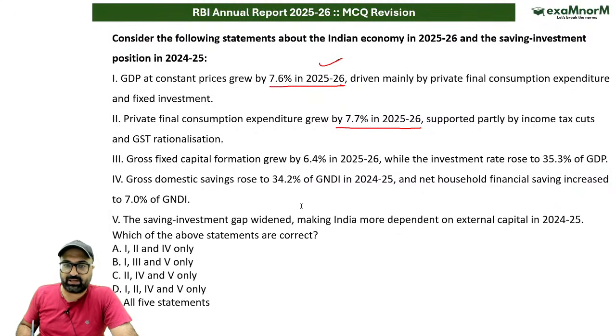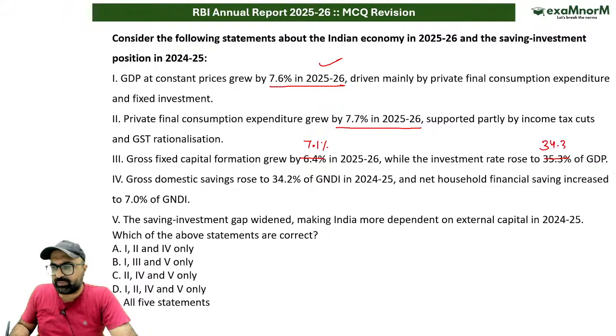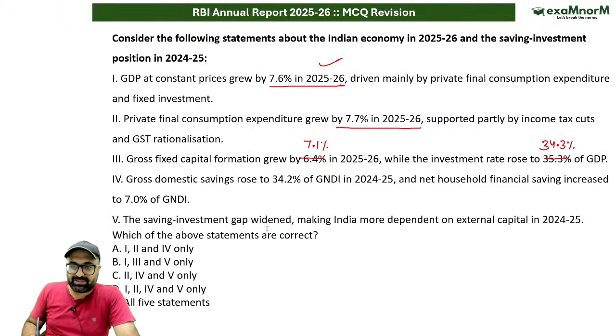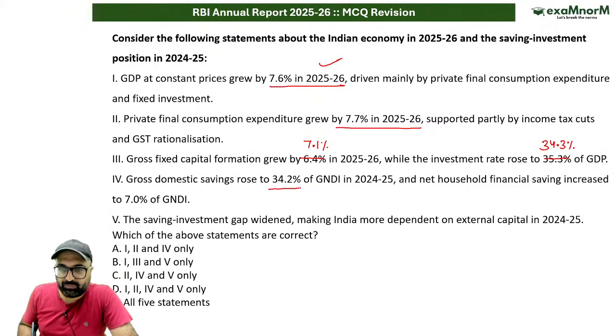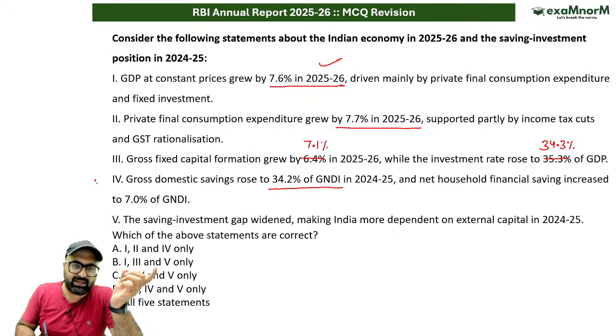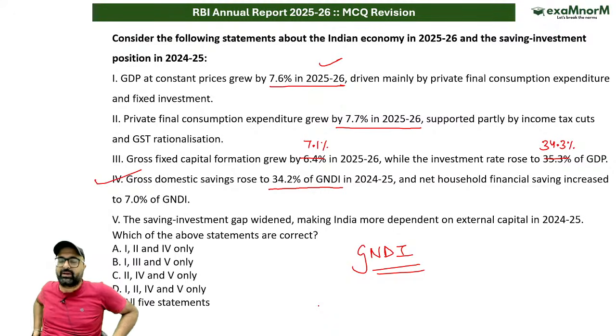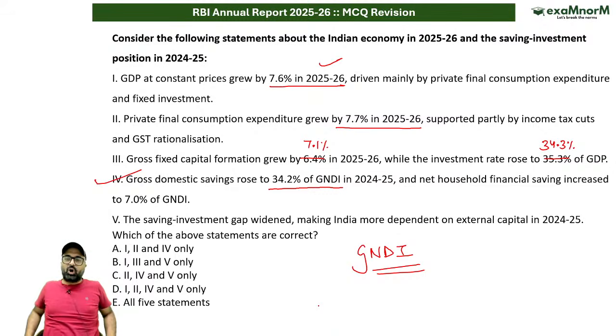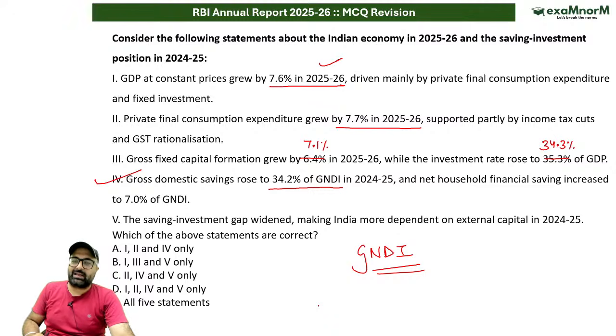This is wrong. क्या गलती है इसमें, देखना ध्यान से। So gross fixed capital formation is 7.1% and investment rate increased to 34.3% of GDP. Next is gross domestic saving increased to 34.2% of GNDI in 2024-25, and net household saving has increased to 7% of GNDI. Is it correct? सर अगर मैं ग्रॉस डोमेस्टिक सेविंग की बात करूं तो ग्रॉस डोमेस्टिक सेविंग is 34% और हाउसहोल्ड की सेविंग is 7%। This is correct. मुझे आप बताओगे what is this GNDI? This is net disposable income, कि आपकी जो नेट डिस्पोजेबल इनकम है उसका 34.2% सेविंग में जा रहा है, और जो नेट हाउसहोल्ड सेविंग है that is 7% of the gross net disposable income.